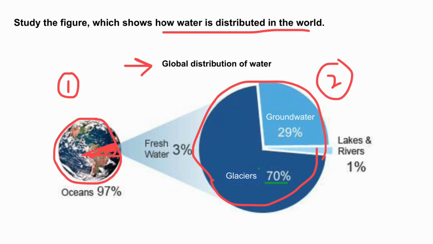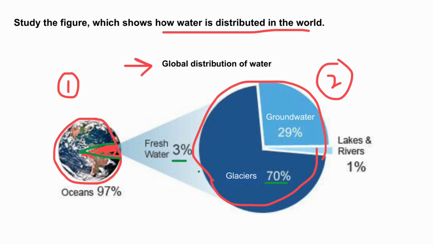Okay, so how do you calculate this? How many percent are glacial water compared to the entire world? You have to take fresh water, 3%. Because remember, glaciers come from fresh water. They are a part of fresh water. 3%, 70% out of the 3% are glaciers. Okay, not 70% of the first 100%, 70% of this very small portion only.